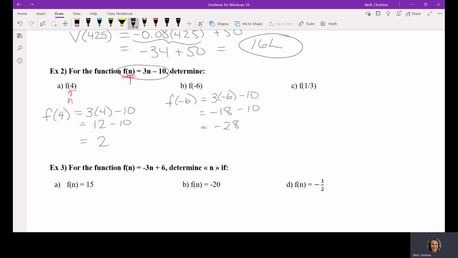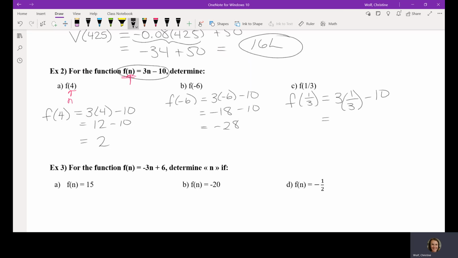So when we replace n with -6, we'll get -28. That's all that means. I wanted to do one more because I wanted to give you a fraction. So f of 1/3, I want n to be 1/3. So in the other side of the equation, when I see n, I replace it with 1/3 and I recopy the rest. Now, don't get scared here.